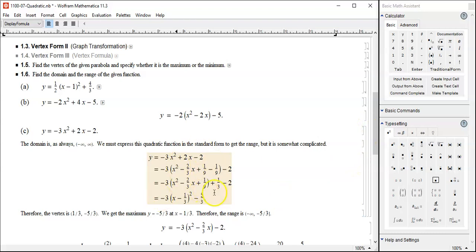Okay. Oh, by the way, this is the complete square method. Inserting 1/3 squared, so 1/9 minus 1/9, and that's how you can do complete square.